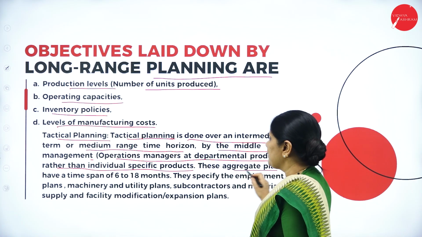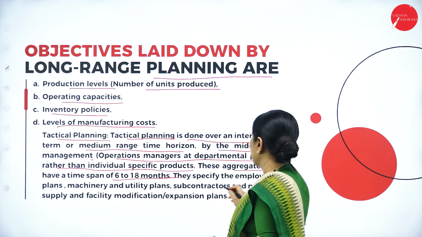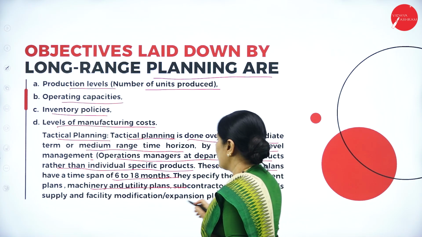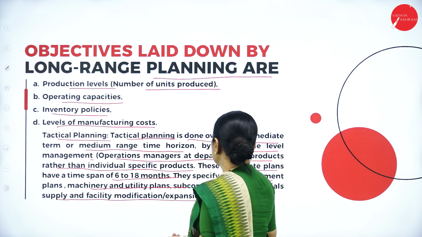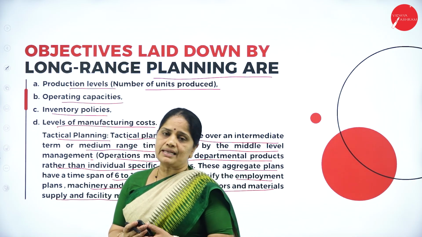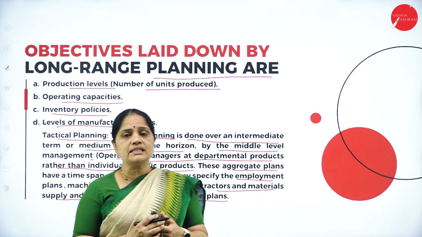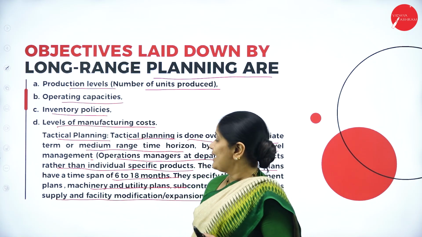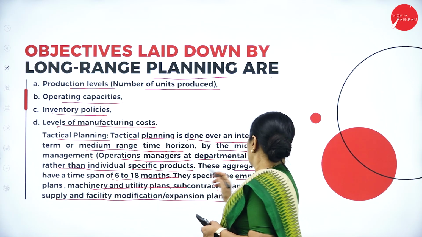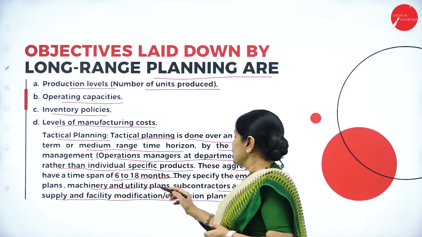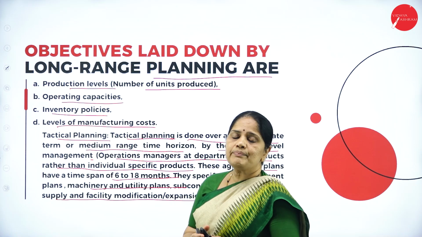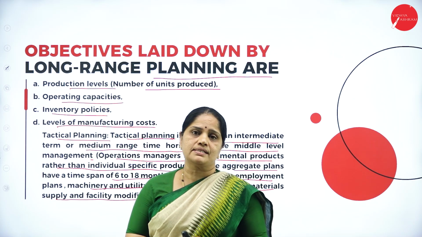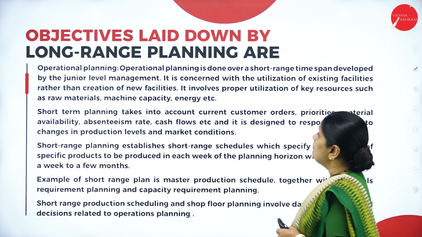So these aggregate plans have a time span of 6 to 18 months. They specify the employment plans, machinery and utility plans, subcontractors and material supply, facility modification and expansion plans. Now, in these tactical plans, they will be planning for a period of 6 to 18 months, that is 6 months to 1.5 years, and they specify the employment plans, machinery and utility plans, subcontractors, material supply and facility modification or expansion plans.